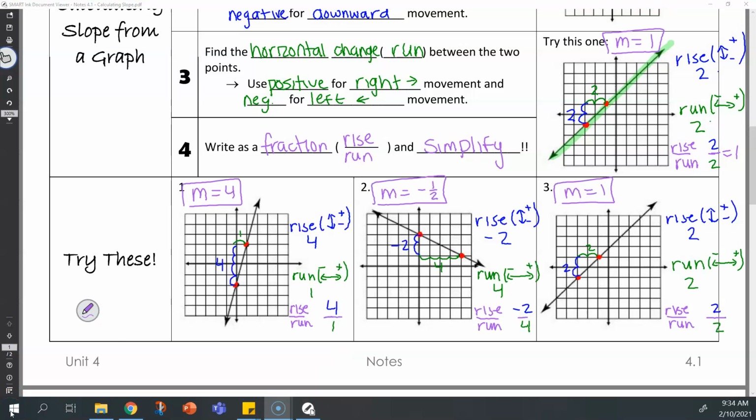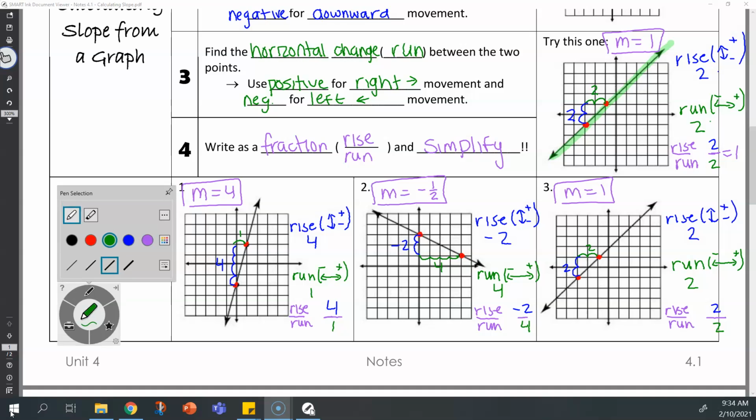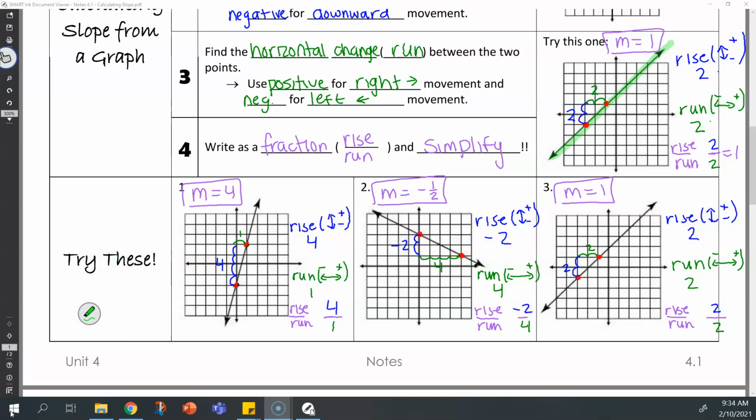All right, for number 1, we already know that this is going to be a positive number because when I look at my graph, as I move from left to right on the line, it's going up from left to right. So I'm going to get a positive number for this. My rise, I went up 4, so it's positive 4. My run was 1, I went over to the right 1. 4 over 1 reduces to positive 4.